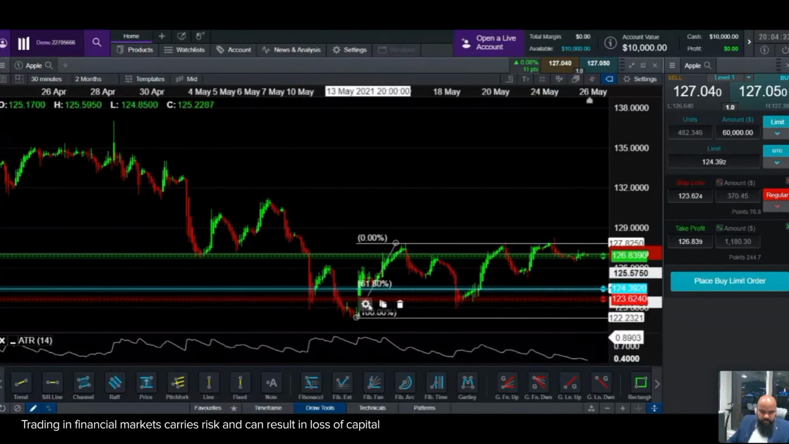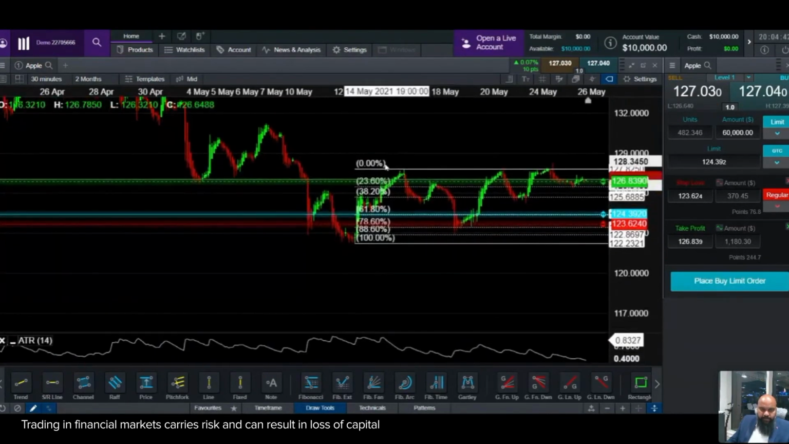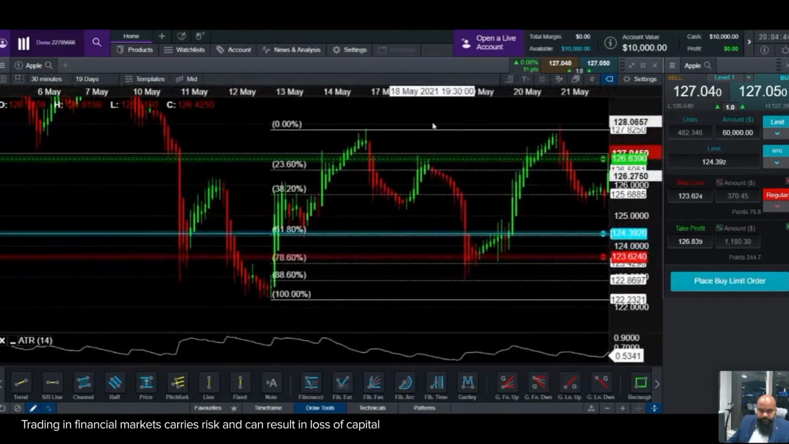I'm sorry, the numbers on these have disappeared. Let me just put that back. 23.6 and 78 and 88.6 default time. Yeah. So now I have my numbers. Let me zoom this in.